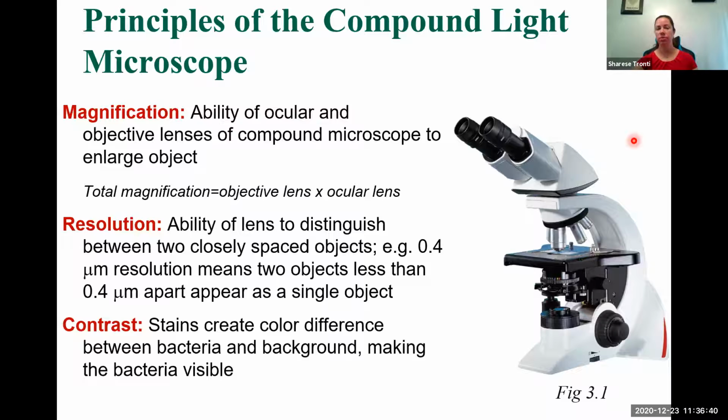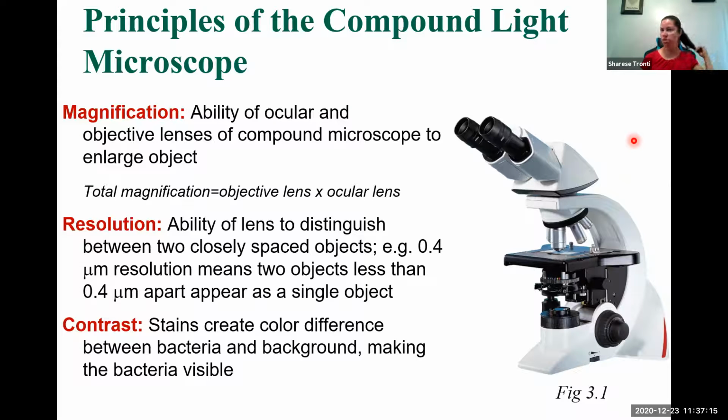That's magnification. Moving on to resolution. So resolution is the ability to distinguish between two closely spaced objects. So if we have, for example, a resolution of 0.4 micrometers, that means that anything that is closer than 0.4 micrometers is going to appear as the same object. Anything that's farther apart than 0.4 micrometers, you can distinguish as two different objects. So this contributes to the clarity of the image.